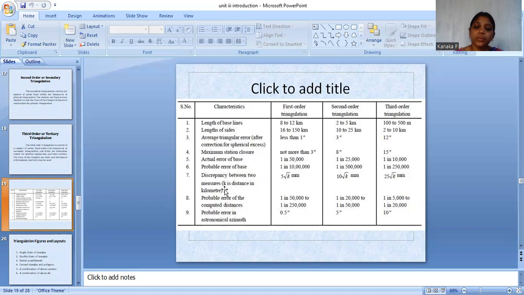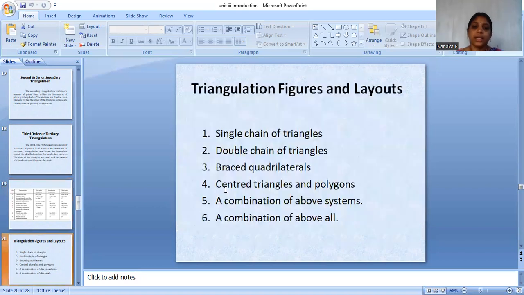The station should be located on the ground or on a support such that the instrument can be operated free from vibration due to wind, etc. So the next one is arrangements of triangles, the triangulation figures and the layouts.